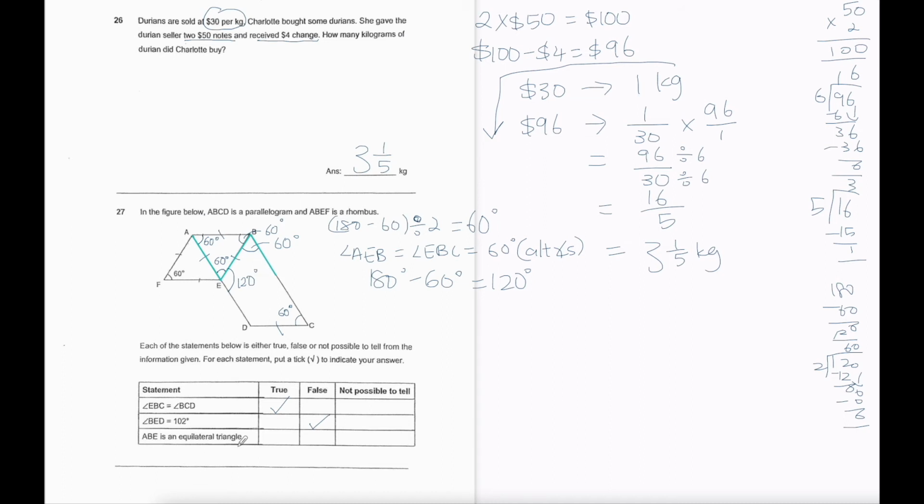So last one, ABE is an equilateral triangle. ABE, yes, we already found it at the start. Okay, so that's it. Let's move on to the next question.